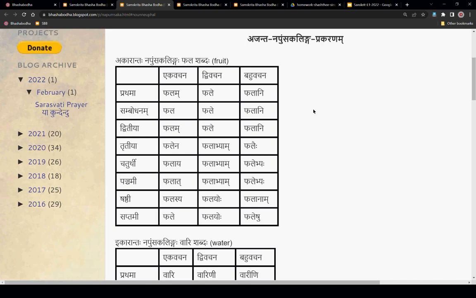So, when we want to say Balakaha Pathati, Kim Pathati, the answer would be the Ditiya Vibhakti form of this Pustaka. What is the answer in this case? Pustakam. And how do we say boys reading books? Pustakani. Balakaha Pustakani Pathati.